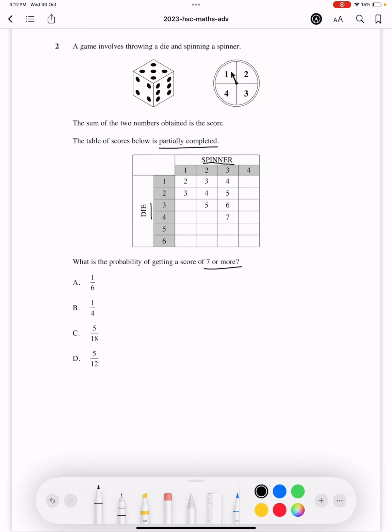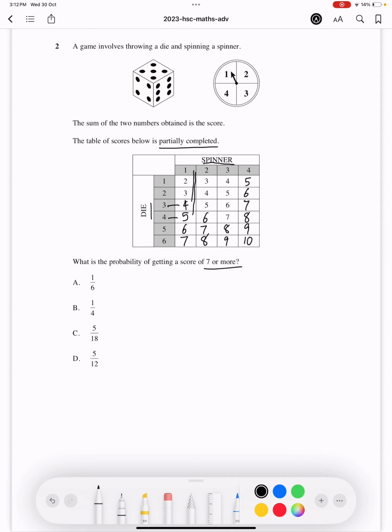So if we got a 3 on the die and a 1 on the spinner, those add up to give you 4. If you got a 4 on the die and a 1 on the spinner, that will add up to give you 5. We can see a clear pattern here. So to save some time for this question, let's go ahead and continue on with this pattern. And this pattern will continue on in the rest of the columns here, so we can save a bit of time going ahead and completing the pattern like so.